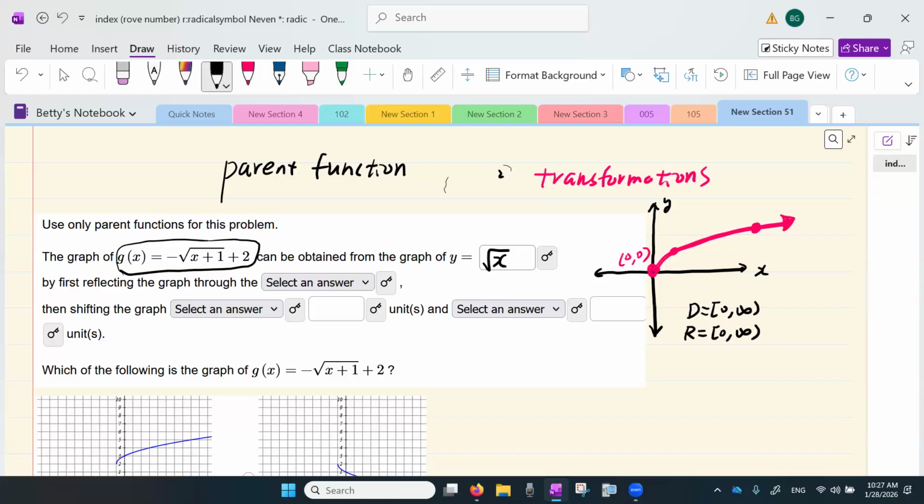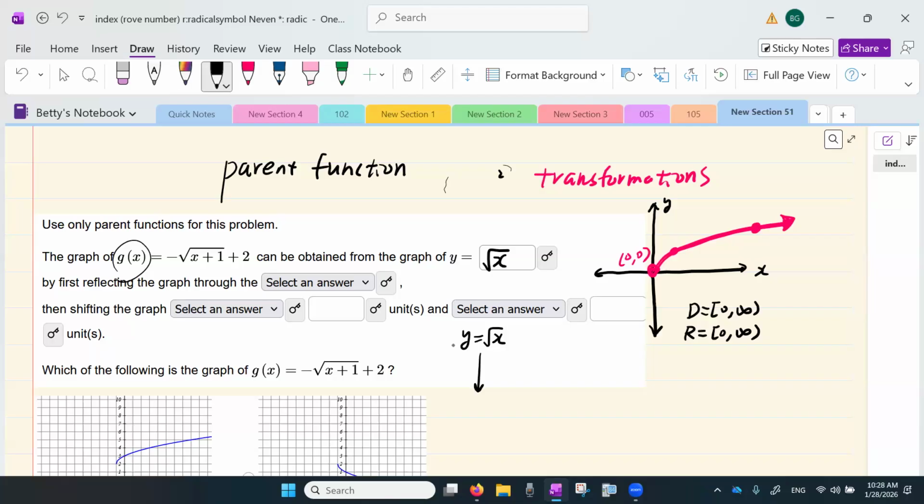Okay, so now let's read the requirement. What do we need to do here next? By first reflecting the graph through, then shifting the graph. Okay, so now we're going to look at the transformation. We start with the parent function. Yeah, how do we get there? This g of x is the final, what I call the daughter function. Okay, so firstly, yeah, this question is good because it reminds you.